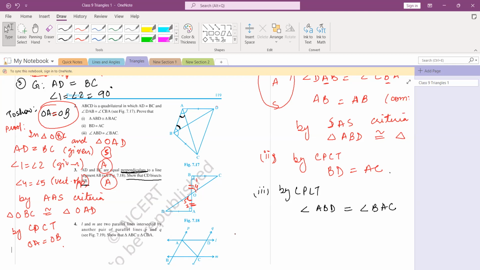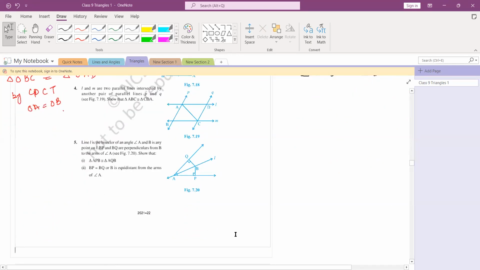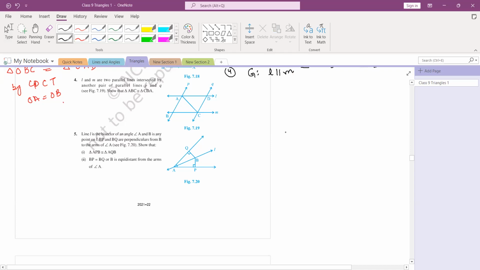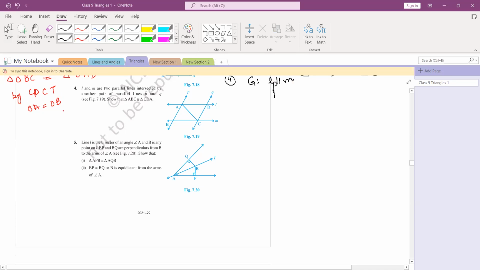Let's move to question number 4. Now this is also an interesting question. You can see the figure here. L and M are two parallel lines. Very good. So the first thing given is that L is parallel to M, intersected by another pair of parallel lines. It is again given that P is parallel to Q. See figure 7.19. Show that, what you have to show: triangle ABC is congruent to triangle CDA. Fine.